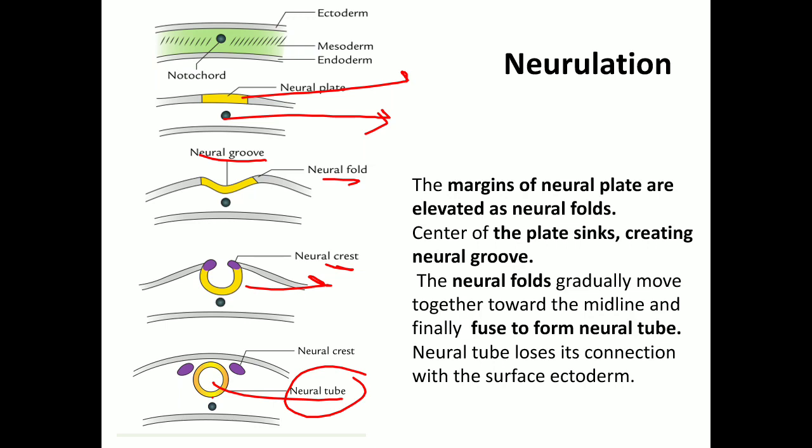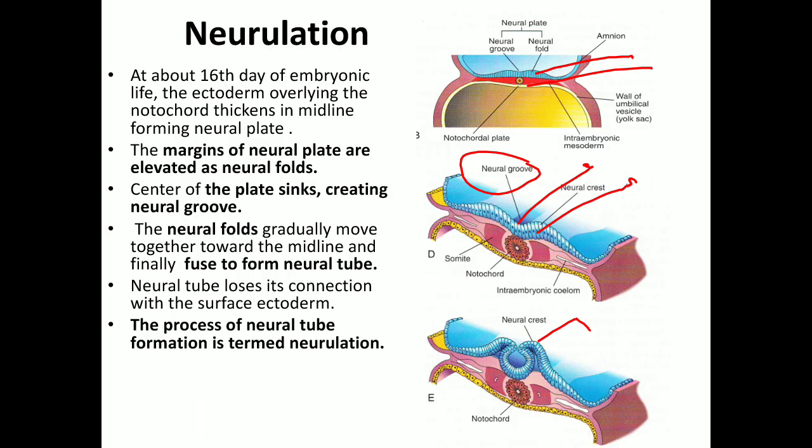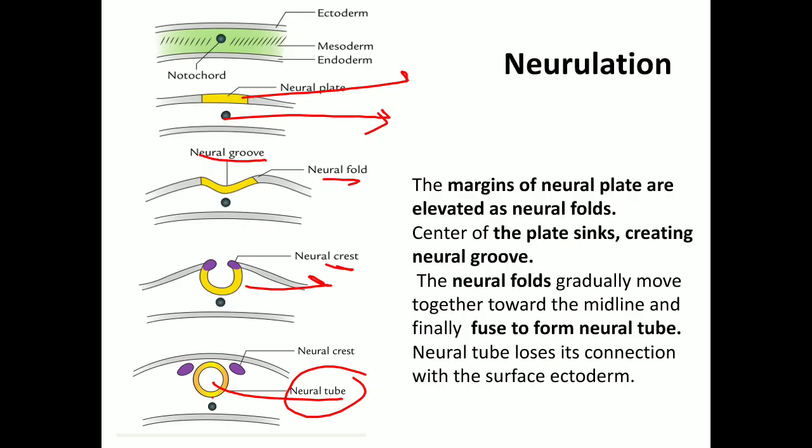And on the margins of the neural fold, the purplish structure is called neural crest cells. They finally form the neural crest cells, and they are separated from the surface ectoderm. This is the ectoderm, and they have been separated from the ectoderm. So these neural crest cells are present between neural tube and the ectoderm, and they lie dorsolateral to the neural tube.